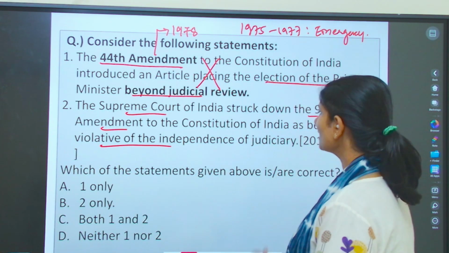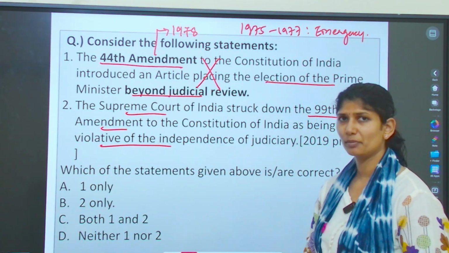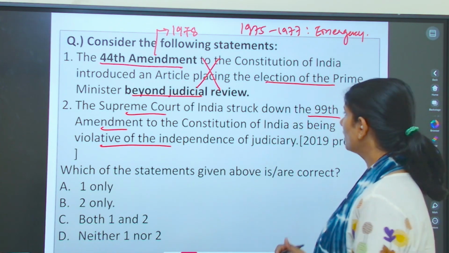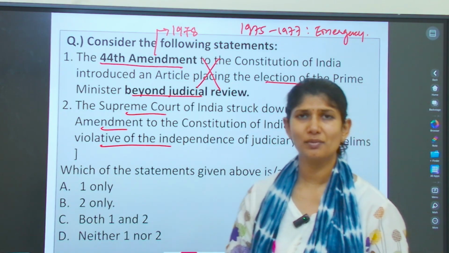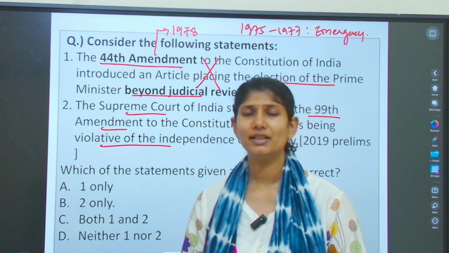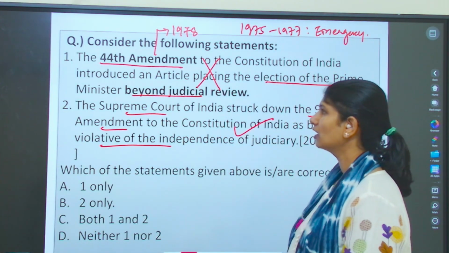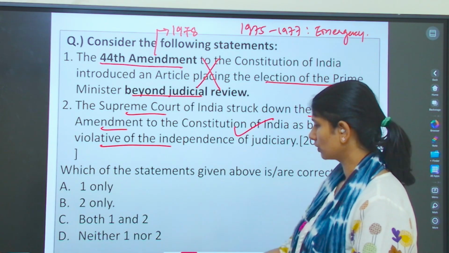Understanding? The next statement, like I told you, in amendments there are static amendments and dynamic amendments, which means something in the current affairs. So this was your dynamic. 99th Amendment was struck down as it was aiming to set up NJAC, which will dilute your independence of judiciary. So this is correct. So among both these statements, the correct one is 2 only.